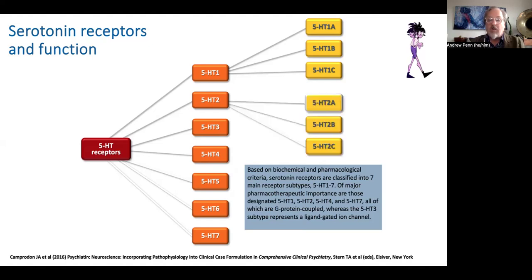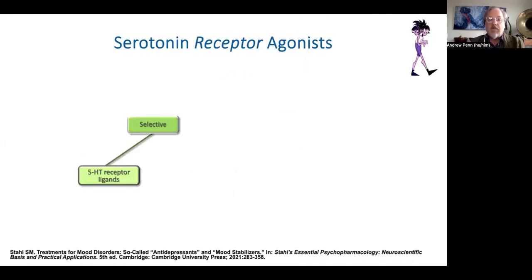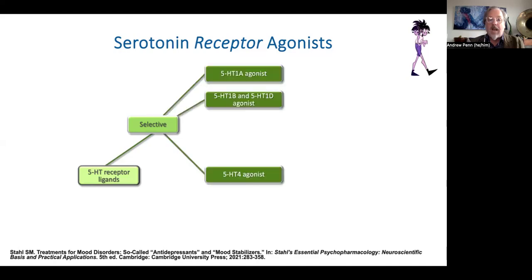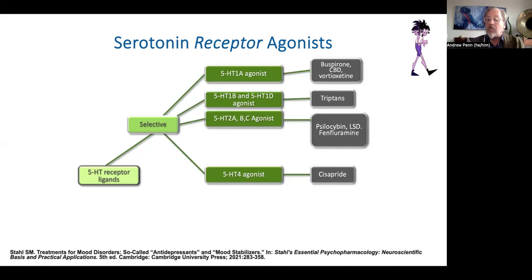Within the serotonin 2 family, we have 2A, B, and C. And we have different agonists for these receptors. So serotonin 1A agonists would be things such as buspirone or Buspar. CBD, cannabidiol, is also a serotonin 1A agonist. It activates that receptor, as does vortioxetine, a newer antidepressant, sometimes called Trintellix. The drugs that we use for the treatment of migraine headaches, the triptans, are usually serotonin 1B and 1D agonists.